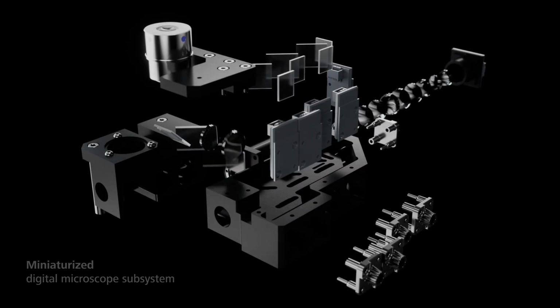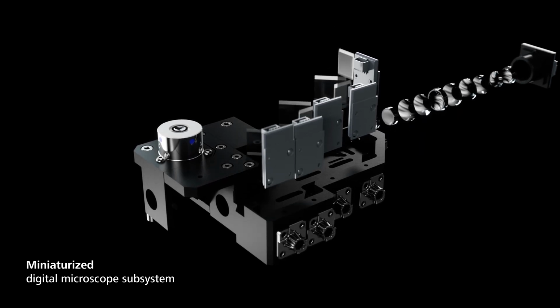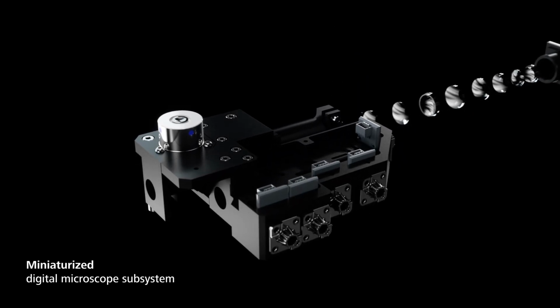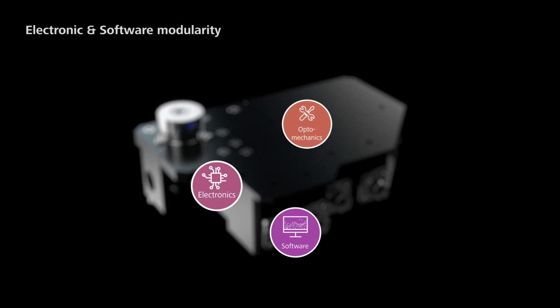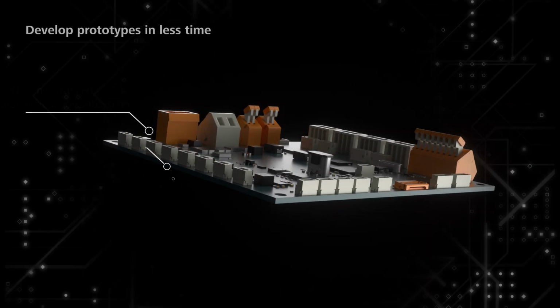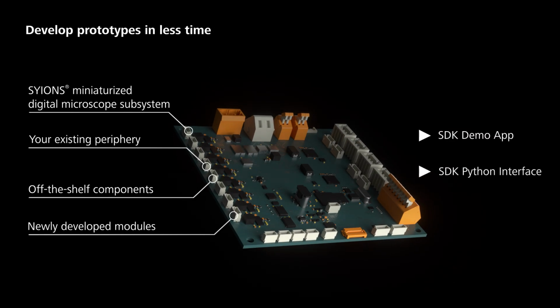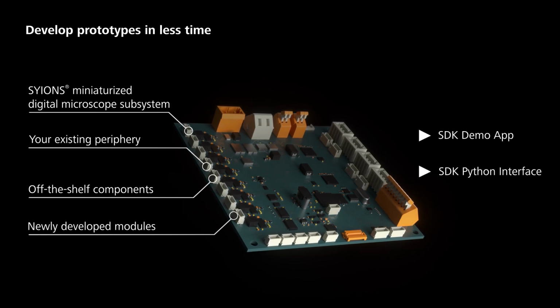SYIONS is a miniaturized digital microscope subsystem designed for giving your life science instrument the power to see. The electronic and software modularity provided to bring it all to life gives you the freedom to develop fewer beta versions in less time, allowing for more efficient rapid prototype testing.